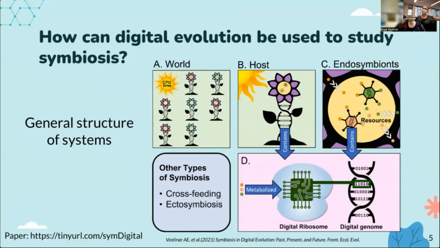And both the host and the endosymbiont contain their own genomes and their own sort of process for metabolizing resources and executing their genomes. And what those details look like very much depend on the system, but some sort of process there, and then perhaps the endosymbiont is able to interact with resources from the host.